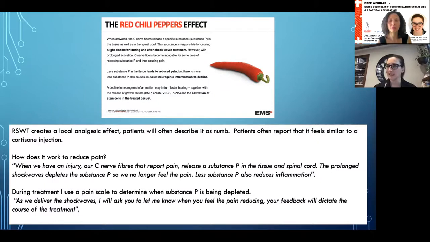As soon as they tell me it's starting to ease, in my head, I'm already thinking substance P is going. I'm starting to be effective. This is working. The patient's responding. This is all really good.